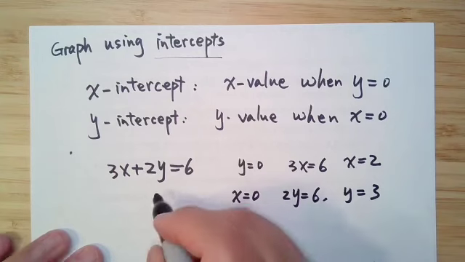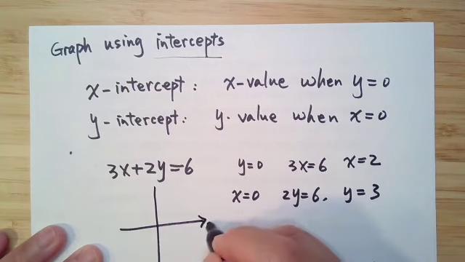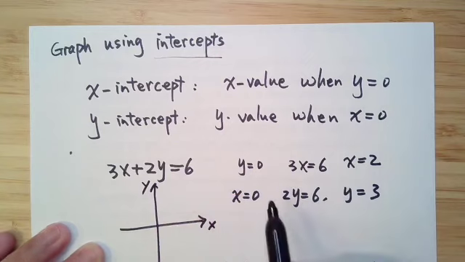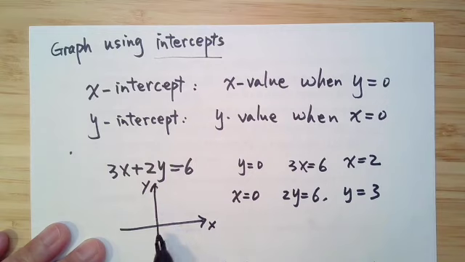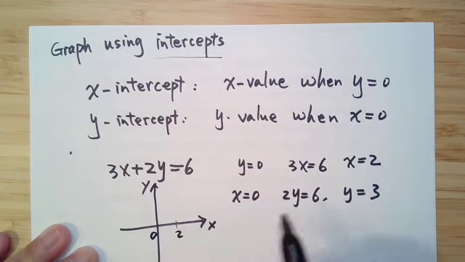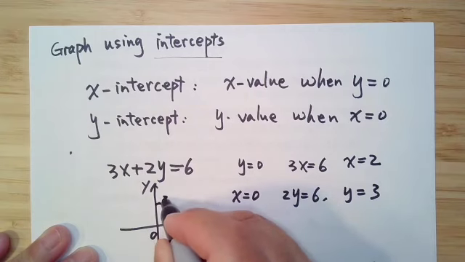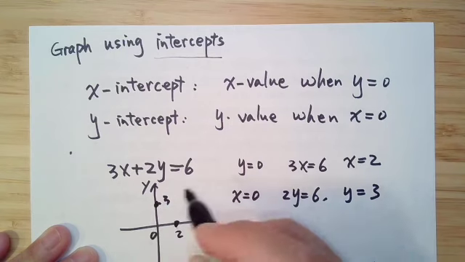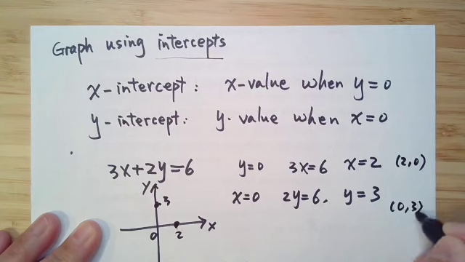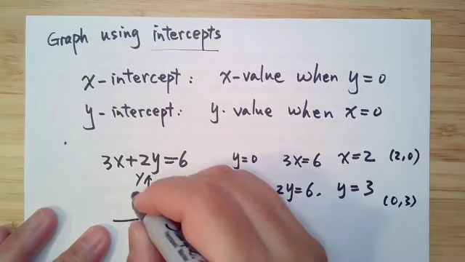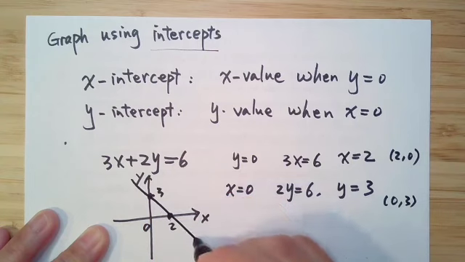When I graph, y equals 0 is the x-axis, and x equals 2. And x equals 0 is the y-axis, and y is 3. What do you get? You get two points: the point 2, 0 and the point 0, 3. So if you know the x and y intercepts, you just connect them and draw the line.